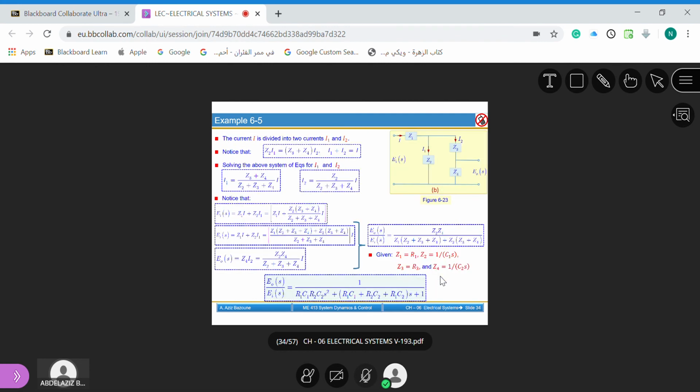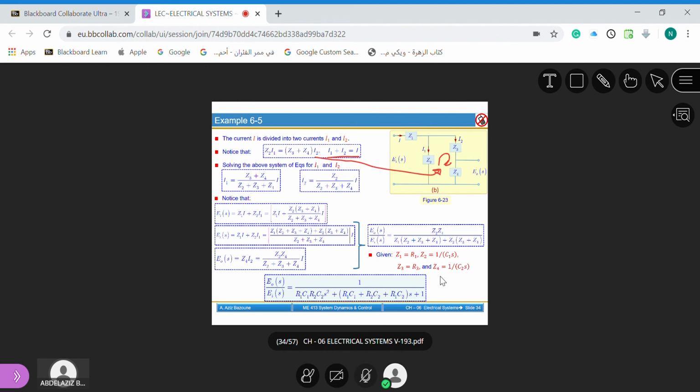So now I can say Z2I1 here is equal to the inner loop. If you take this loop here, Z2I1 is equal to (Z3 plus Z4) I2. This one corresponds to the inner loop, and we have I1 plus I2 is equal to I. This is what I am taking here.